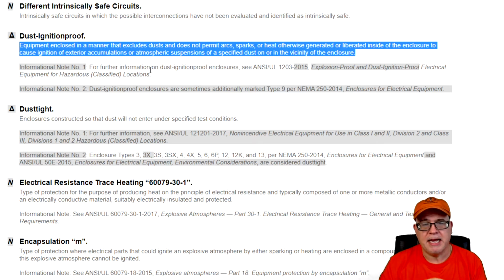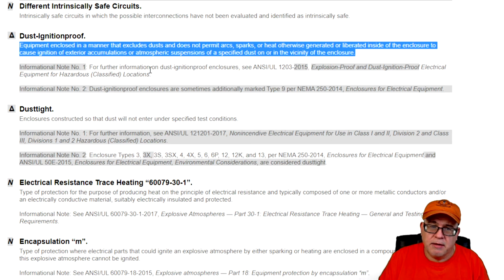Okay, so again, I have dust ignition proof in its equipment, and if it gets an enclosure, for example, under the ANSI UL 1202 or 1203, it talks about explosion proof and dust ignition proof electrical equipment for use in hazardous locations. Okay, so it's equipment that's enclosed in a manner that is going to become dust ignition proof. Okay, so it excludes the dust. Okay, and it does not permit arcs or sparks or anything that could happen due to a heat that gets over an ignition level from generating anything inside of the enclosure that could cause ignition.